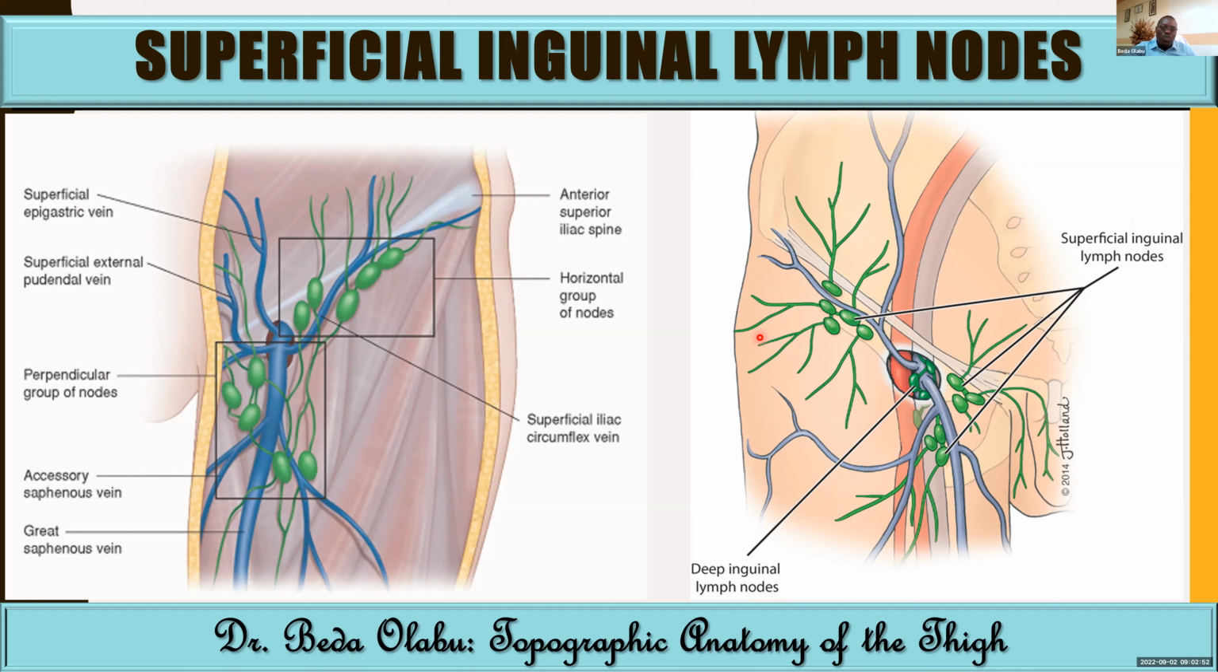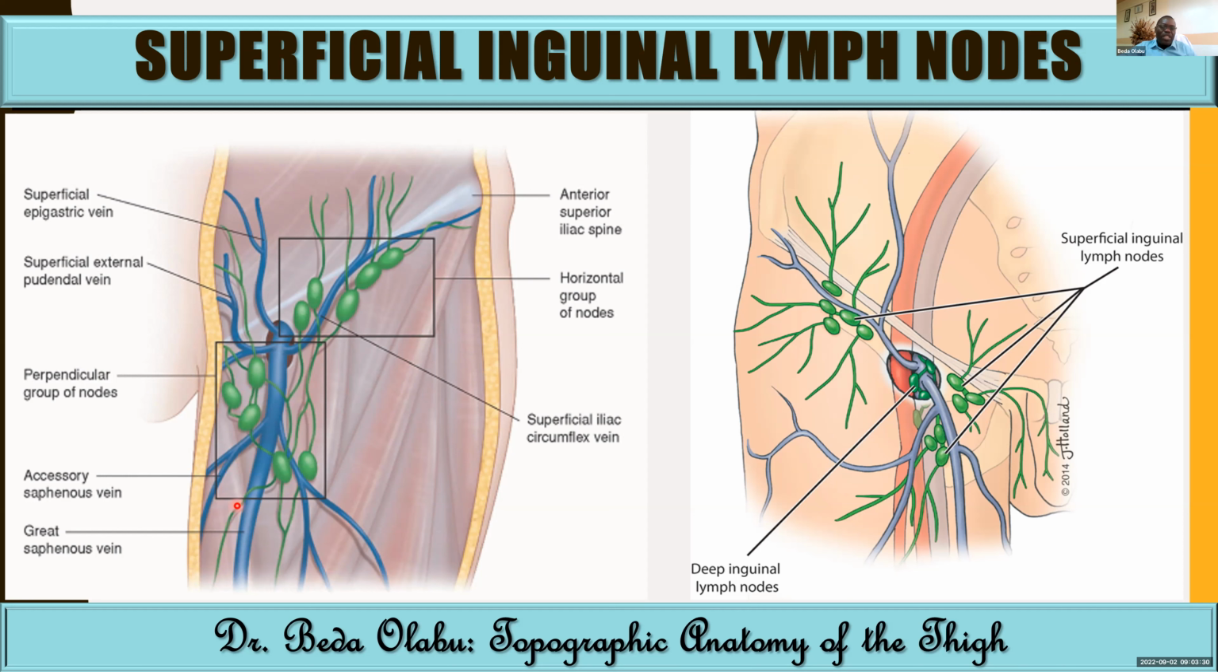Superficial lymph nodes usually accompany veins, and deep lymph nodes usually accompany arteries. That's the general organization of how lymph nodes are. So superficial inguinal lymph nodes are in 2 categories. There's a group that are actually along the termination of the great saphenous vein. We call that group the vertical group, or the perpendicular group of lymph nodes. So those ones are along the termination of the great saphenous vein.